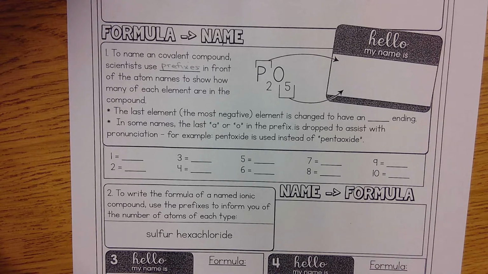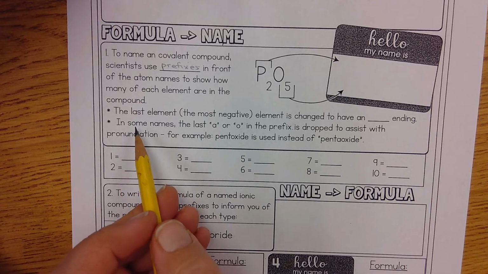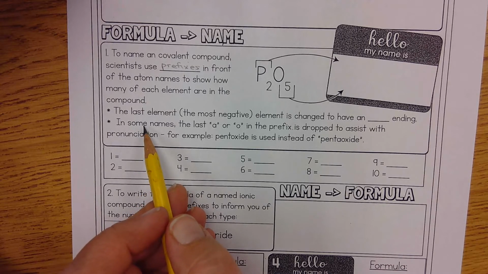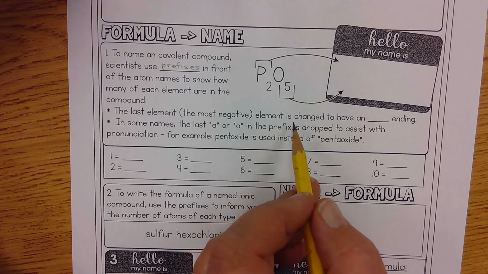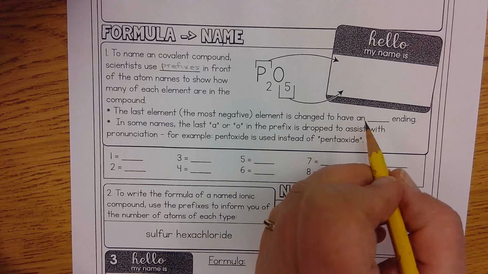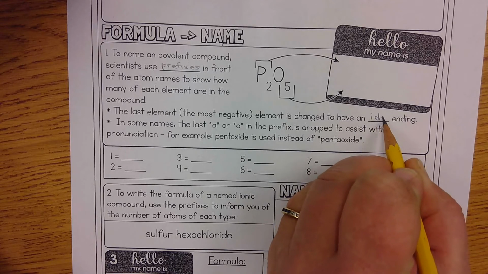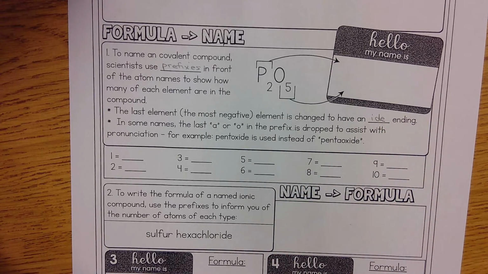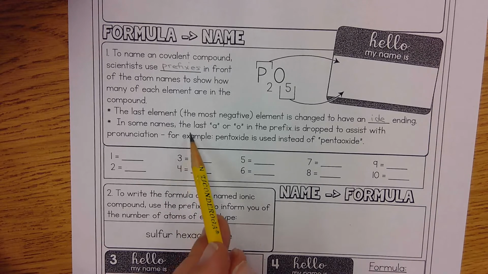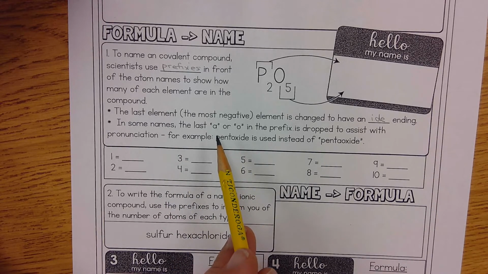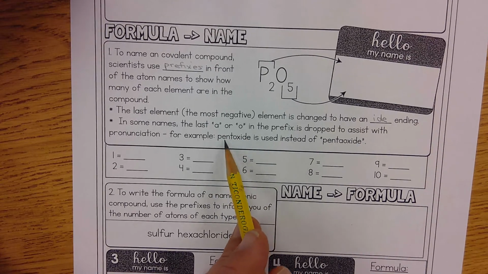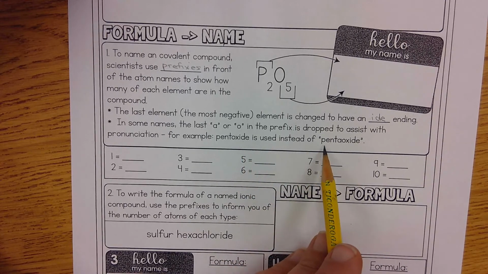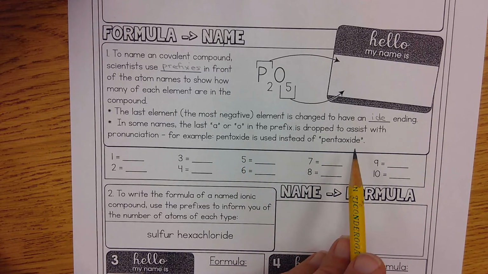Okay, and just like with the ionic compounds, that last element, the most negative element, remember those electronegativities, goes and has that -ide ending. And sometimes there's a little bit of change. That last letter, if it's an a or an o, is dropped. So pentoxide is 5 oxygens instead of saying pentaoxide, which is just awkward, right?